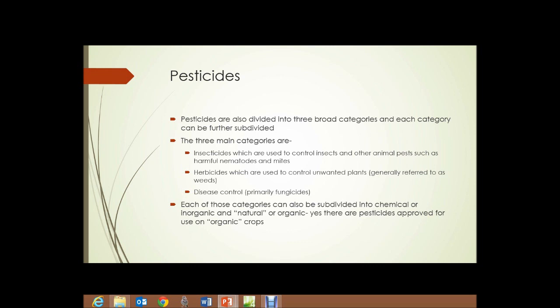We don't have any quality, effective antibiotics for bacterial diseases or antivirals that we use much on plants. So it's primarily fungicides. Each of those categories can be subdivided into chemical or inorganic, or natural or organic. And yes, there are pesticides approved for use on organic crops.